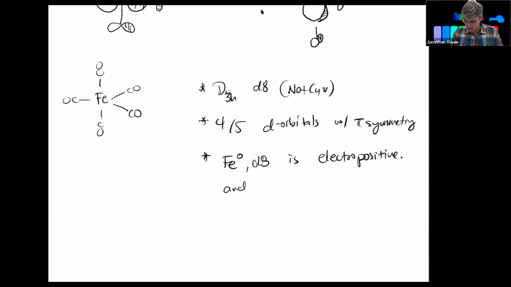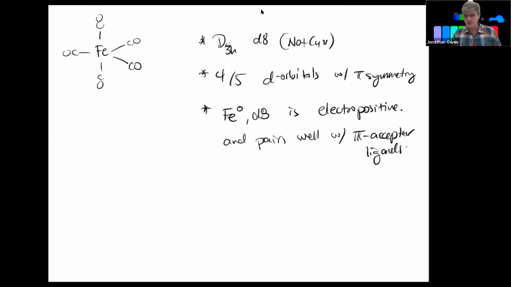So it pairs well with pi acceptors, like carbon monoxide. So iron pentacarbonyl is a pretty classic molecule, pretty stable. It's a liquid. You pour it around. It's good stuff.